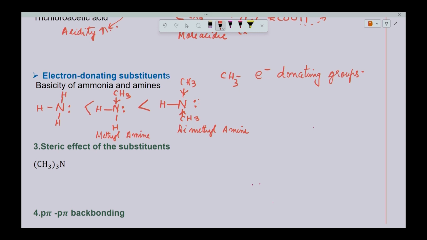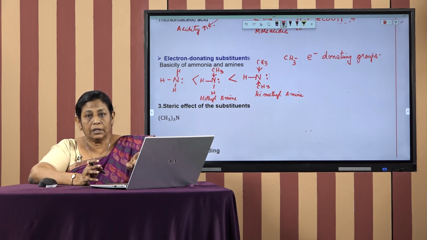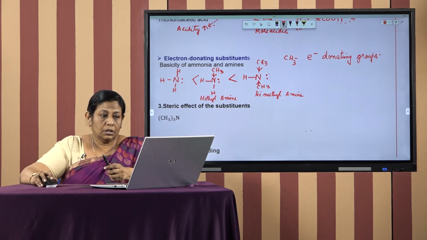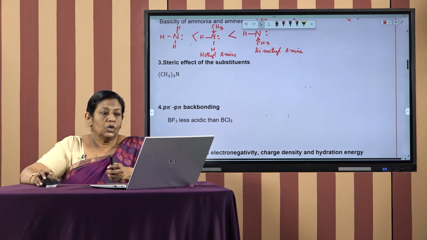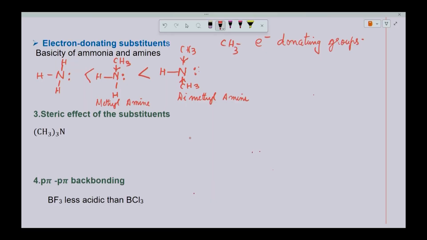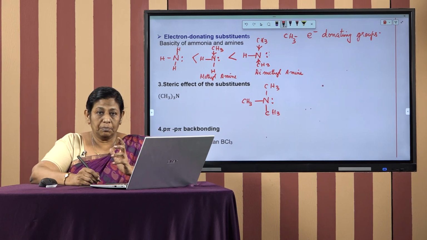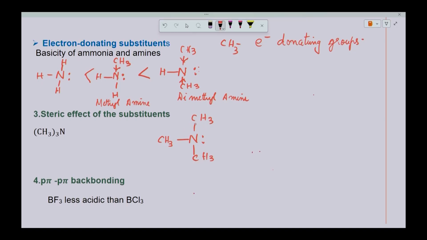Okay. Next is steric effect of substituents, because here I have not considered the trimethylamine, which will be dealt with in the steric effect of substituents. Now, when we consider the above case, we can consider the trimethylamine too, that is all the hydrogen atoms being substituted by the methyl group. Okay. Now, here the steric effect is because of the size effect, very big size. Okay. Now, methyl groups are bulky groups.